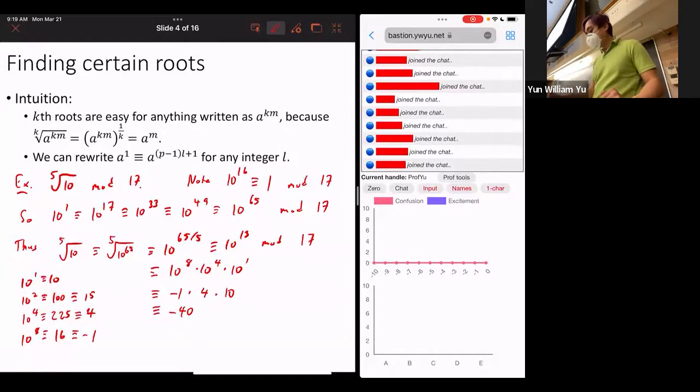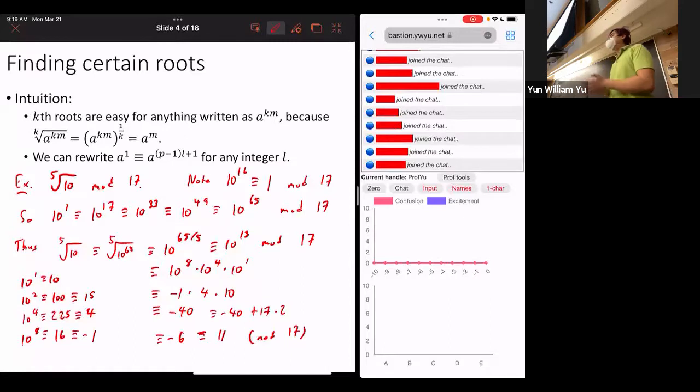So this is also congruent to -40 plus 17, or plus 17 times 2, or plus 17 times 3, and so on. So I'm going to start with plus 17 times 2. So that's 34. So this is congruent to -6. Or if you wanted the positive version, you add 17 again. And so this is also congruent to 11 mod 17.